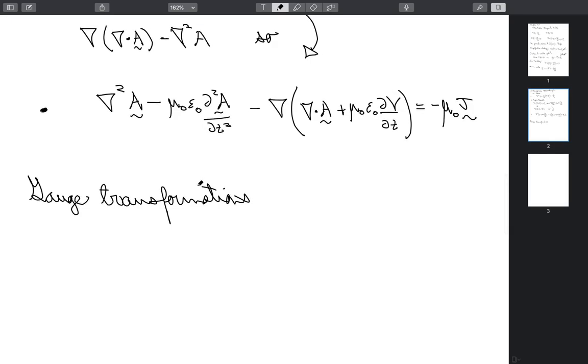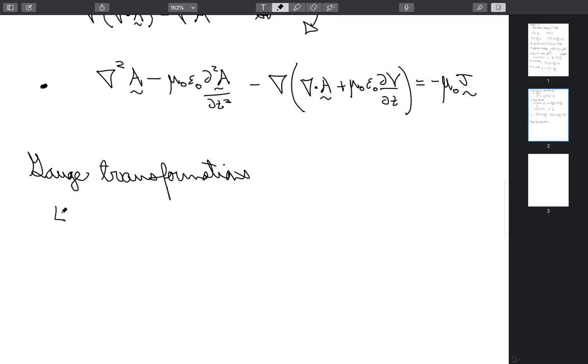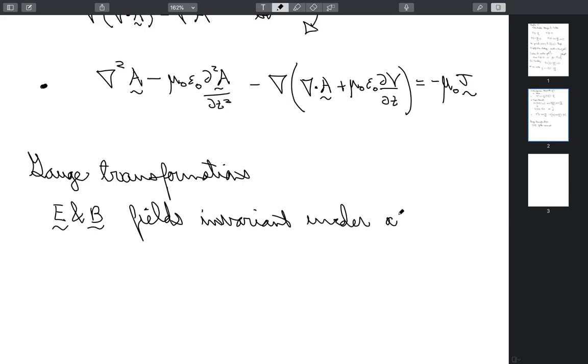Now, the observation is that the E and the B fields, and again, I'm repeating things that you already know, they are invariant under change of V and A potentials.